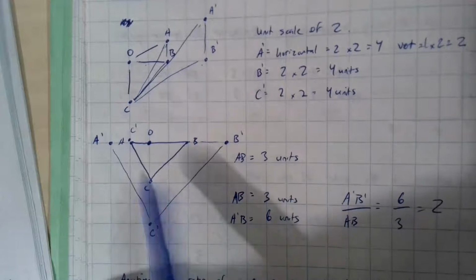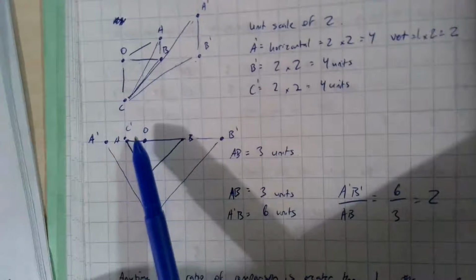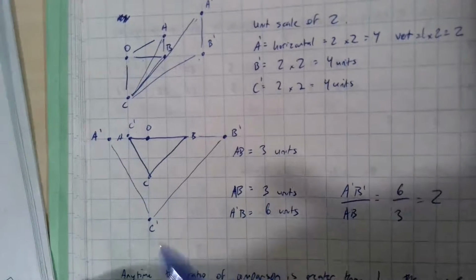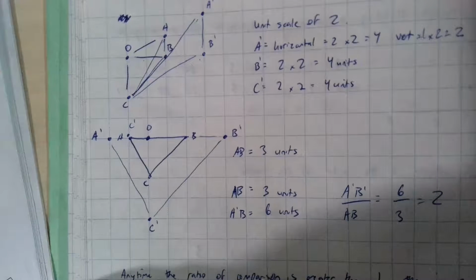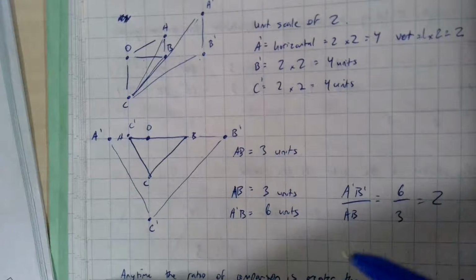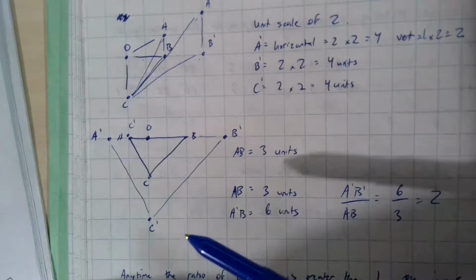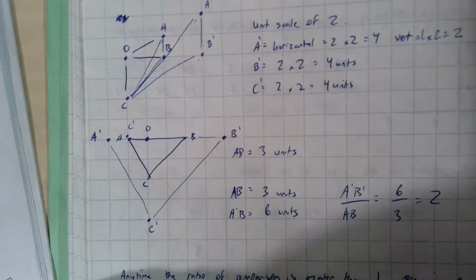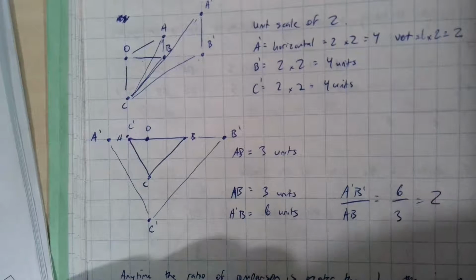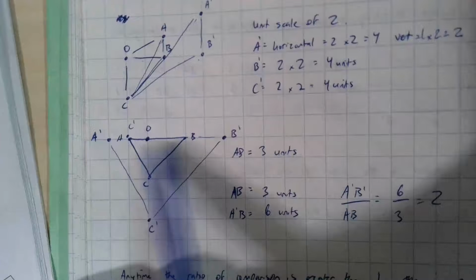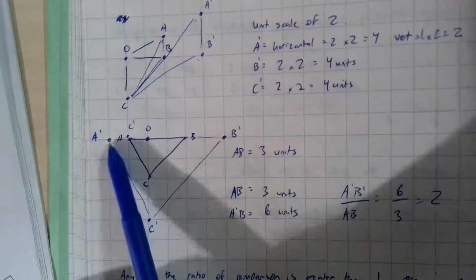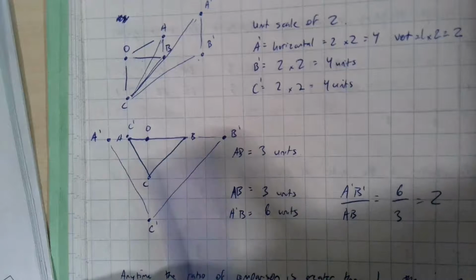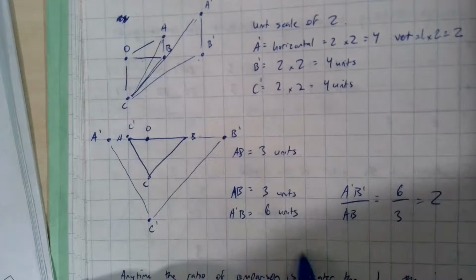Essentially in this one, I was given my image already and I need to figure out what the unit scale is. Sometimes I'm given my origin and then I need to use my unit scale to figure out what the new image is. This time I have my original image and the second image, and now I need to figure out my scale. A quick way of doing this is to measure from A to B, which is what I did, 3 units. I'm going to measure from A prime to B prime, and that's 6 units.